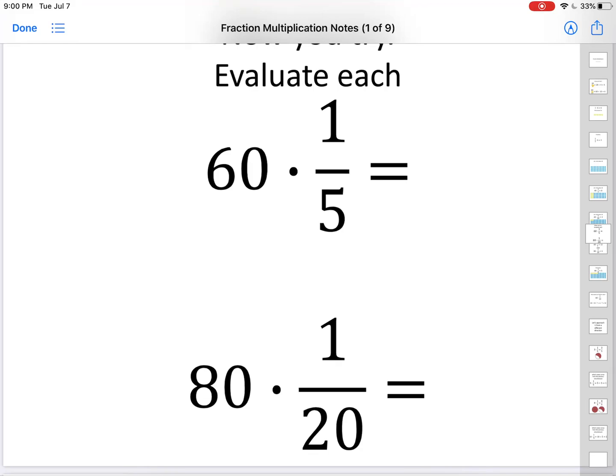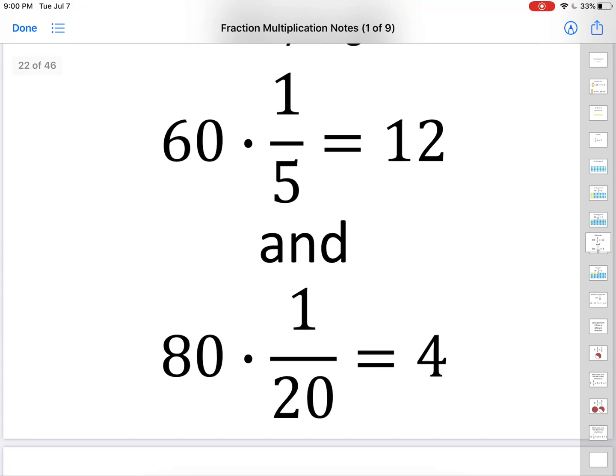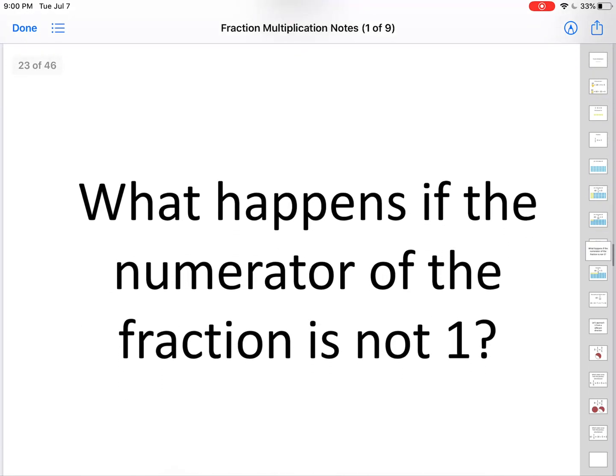If you don't have the answer yet, you're not doing it right. Did you get 12 and 4? After all, 60 divided by 5 is 12. 80 divided by 20 is 4. See how easy? All right.